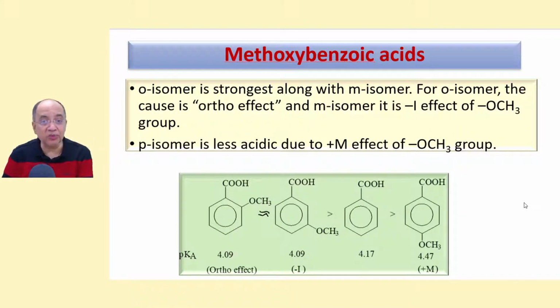Coming to methoxybenzoic acid, same thing. Ortho is the strongest, but coincidentally meta becomes identical with ortho. Ortho because of ortho effect. Despite being a plus M group, it is number 1 because of the ortho effect. The reason of ortho effect I have explained. The most important reason is SIR.